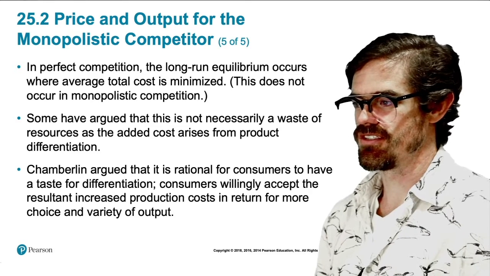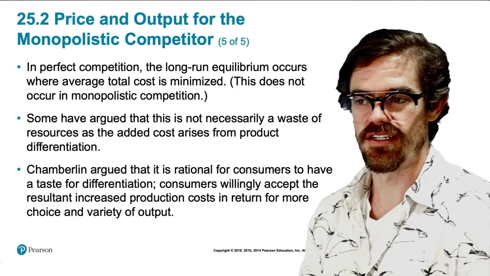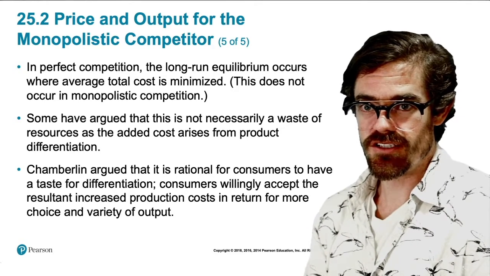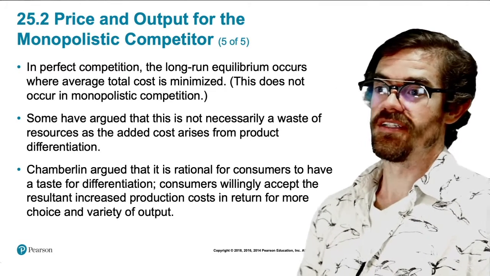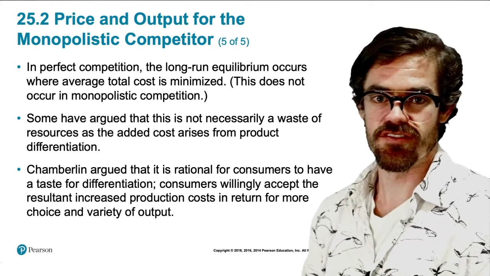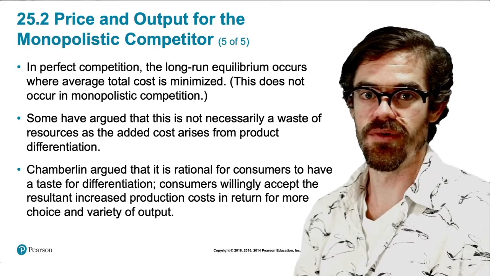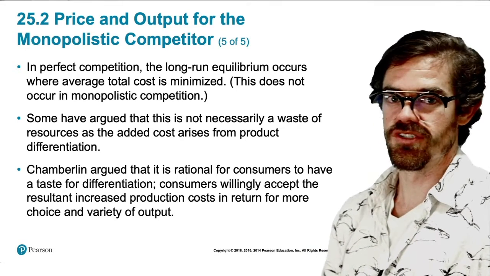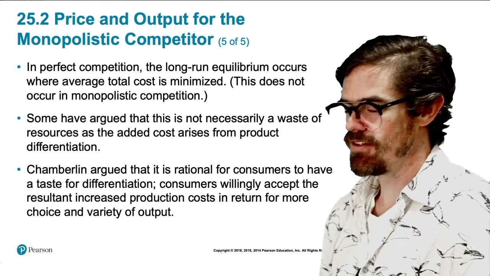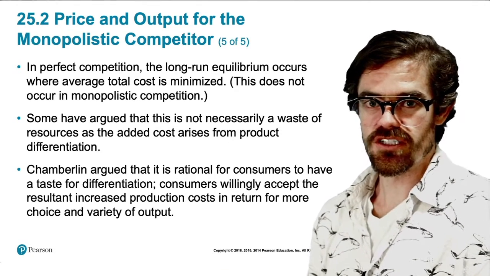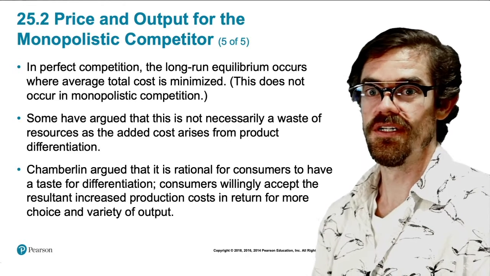Now, some have argued that this is not necessarily a waste of resources, as the added cost arises from product differentiation. So basically the idea there is that, yeah, okay, maybe they're not minimizing cost, but the benefit is that we have some variety, right? It's not like the only type of pizza we have is Pizza Hut pizza, right? We have a variety of different types of pizza. We have Papa John's, we've got Domino's, we've got Little Caesars, we've got different types of take-home frozen pizza, right? And then, of course, you've got your gourmet or other types of pizza restaurants, Mellow Mushroom, for example, right? So yeah, we give up a little bit of efficiency in terms of cost minimization. But the benefit is that we have a variety of products to choose from, and so it's not really a big deal.